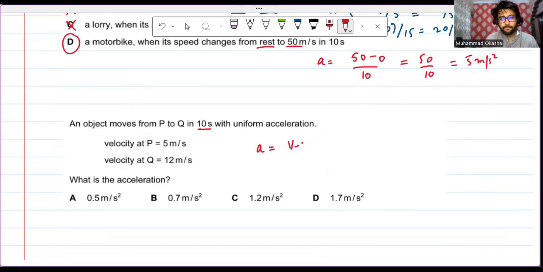Acceleration will be equal to V minus U by T. V is the final velocity, which is 12. Initial velocity is 5, divided by 10. 12 minus 5, that's going to be 7. 7 divided by 10 will be equal to 0.7 meter per second square, and B is your answer.